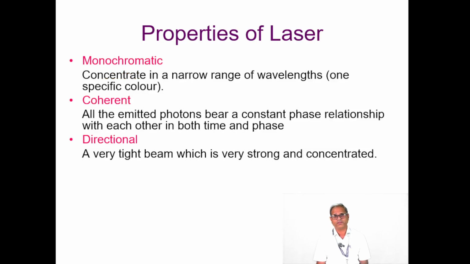Basically, as compared to ordinary light, laser light is quite different. Laser light possesses these properties. The first property is that laser light is highly monochromatic in nature. Mono means single and chromatic means color, so the laser light has a single color, that is, its range of wavelength is very specific, that is why the color is single.